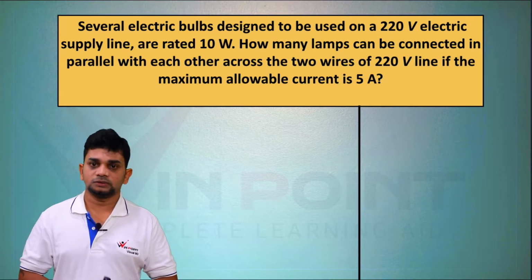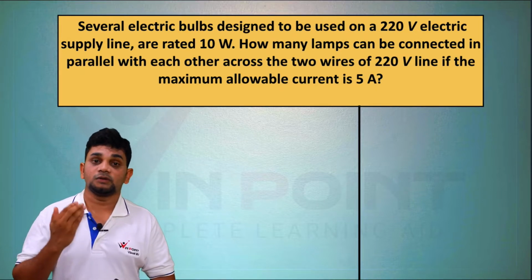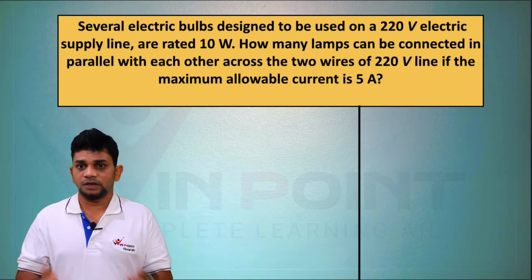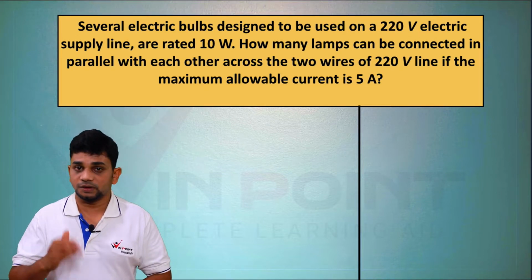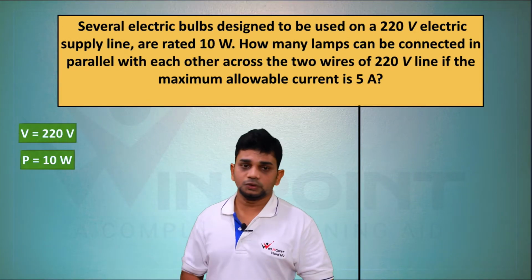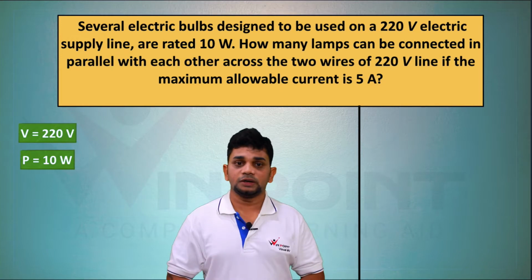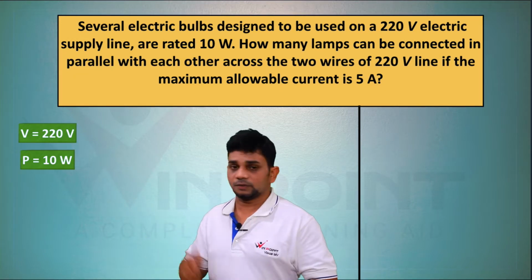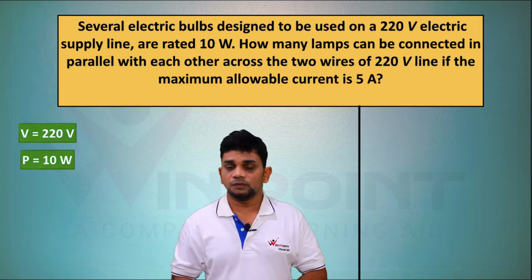This question is also a similar one. We need to find the number of resistors. Here we need to find the number of bulbs. But we don't know the value of resistance. First we need to find the value of resistance. First we write the given values. V is equal to 220 volt and P is equal to 10 watt. We need to find the resistance of the bulb. So we are going to find resistance from here. P, V, R. Which equation can we use?